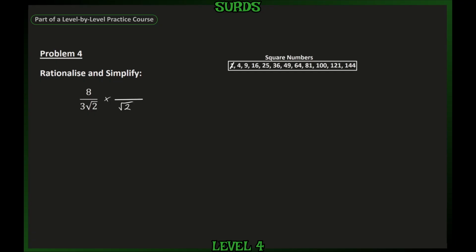We could also multiply by 3 root 2 if we wanted to, but that just makes things a little more complicated than they need to be. Now for multiplying the denominator by root 2, we have to do exactly the same on the numerator to keep the fraction equivalent.